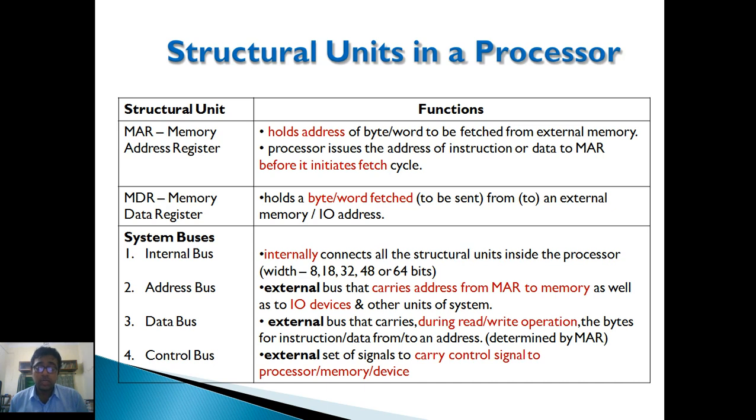Now the control bus. It's an external set of signals to carry control signals to the processor, memory and input output devices. Basically, the control bus is the bus through which all the control signals are sent to the different structural units of the processor. Through the control bus, the control signals instruct each and every structural unit to do its job. So each different control signal controls the functionalities of different structural units of a processor. Let's go to the next slide.